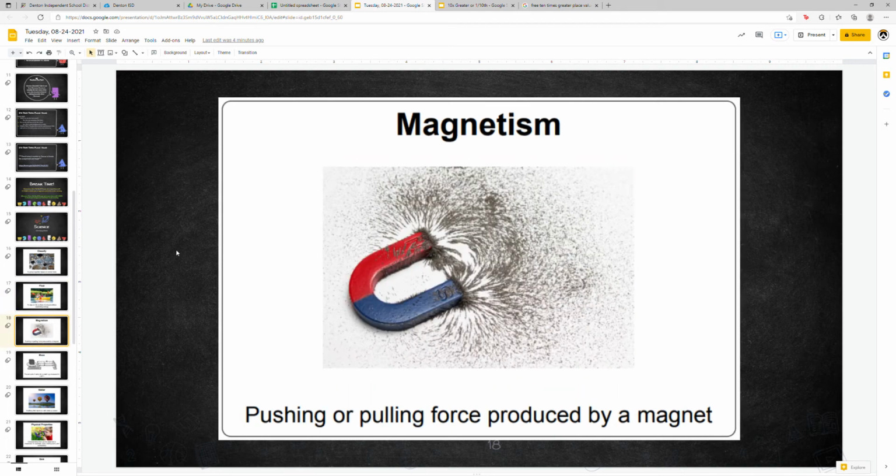Magnetism is a fun one. Pushing or pulling force produced by a magnet. We can use that to classify matter. If something's magnetic, we can put it in a category that says this item or this matter is magnetic as opposed to something that's not.